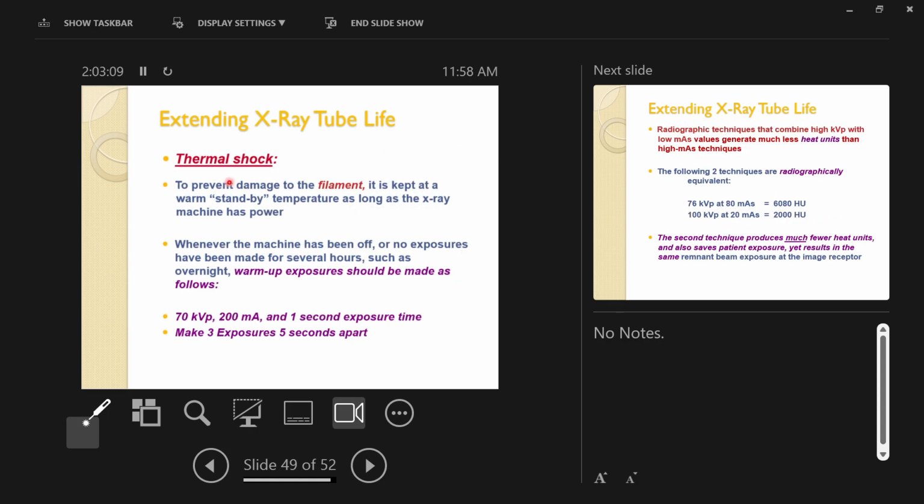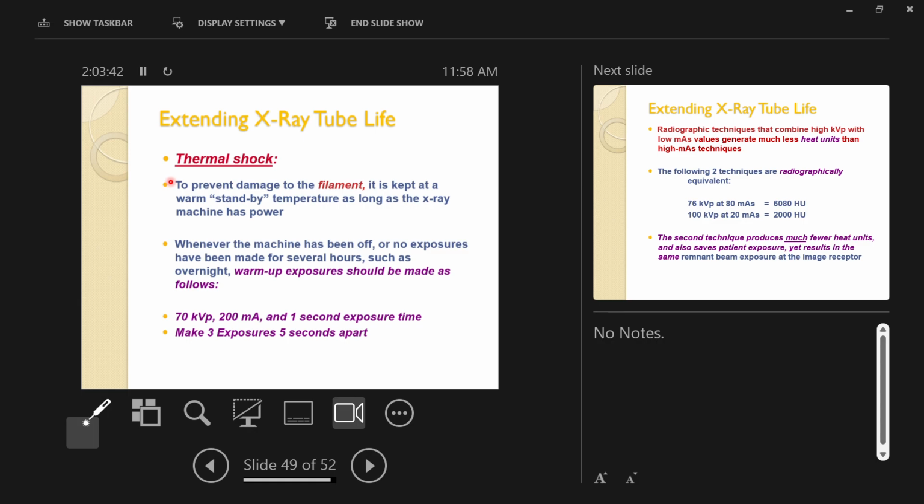Similarly with the filament, to prevent damage to the filament, it is kept warm. This is why I told you if you just left your machine off, everything's off. If you left your machine off and then turned it on and immediately went to high exposures, it's very damaging. The filament is kept warm throughout the day. There's a small amount of current that runs through the filament that just keeps it warm. That way, when you hit the prep button and you build that space charge, it's already warm and it's not going to be very damaging.